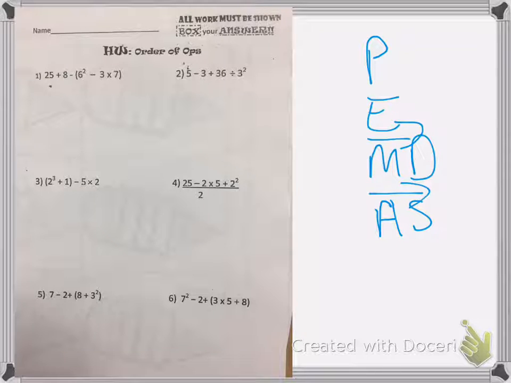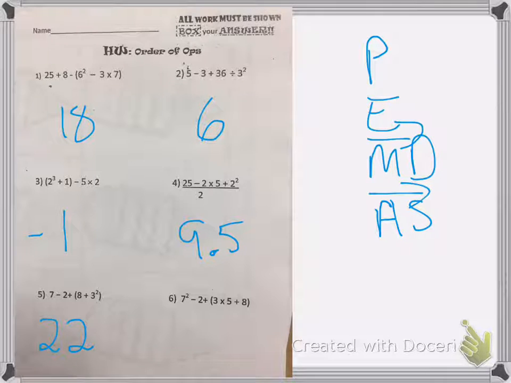On number 1, you should get 18. Number 2, you should get 6. Number 3, you should get -1. Number 4, you should get 9.5. Number 5, you should get 22. Number 6, you should get 70.